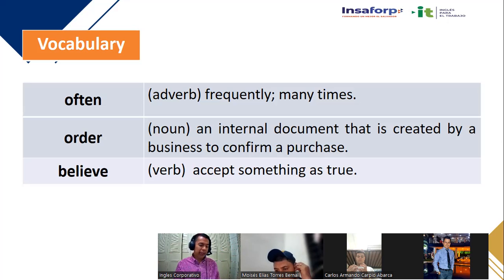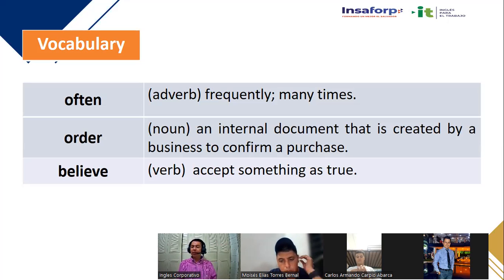It's the document that, in this case, we can say, for example, in aeromantenimiento, right? Say, we are going to buy, I don't know, for example, 20 screwdrivers, you know, desarmadoras, right? I don't know. It's just an example, right? Okay. Good. Believe. Believe is to accept something as true.